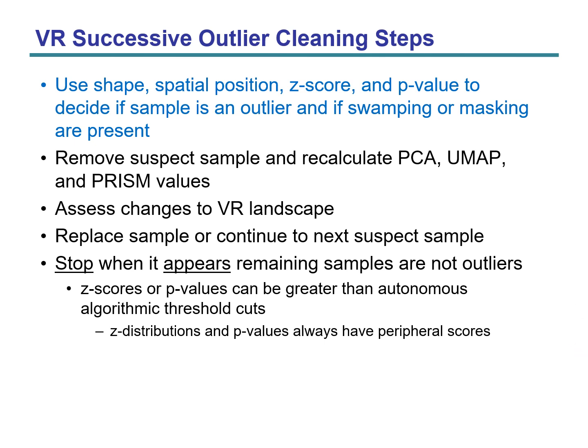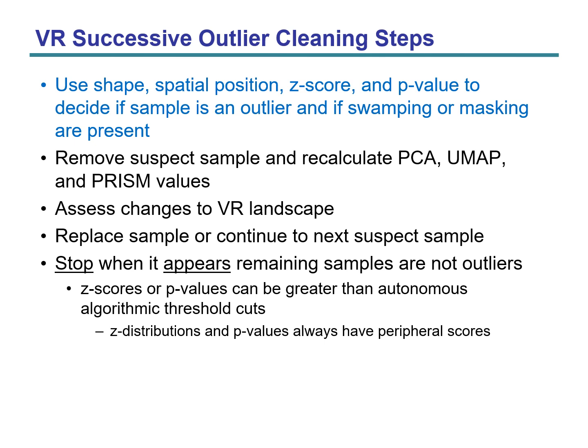Okay, so like I said, we have a successive outlier cleaning step. We're going to use in the VR the shape of our landscape, based off the lengths of the spikes, the spatial position, the z-score and p-values for the sizing to decide if a sample is an outlier and if swamping or masking are present.